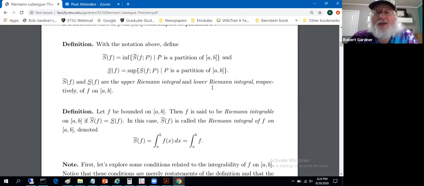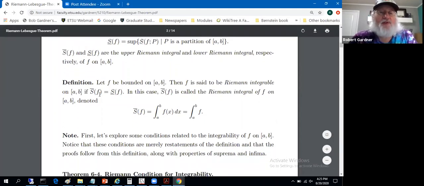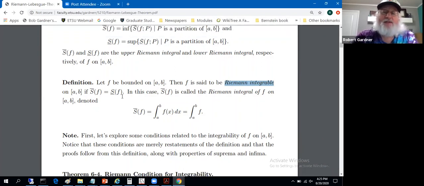You think they're going to be the same, the upper Riemann integral and the lower Riemann integral? Well, it depends on the function. Hopefully so. If they are, then we're in business as far as Riemann's concerned. So the next definition says, let f be a bounded function on the interval a to b, closed and bounded. Then f is said to be Riemann integrable on that interval if the upper Riemann integral and the lower Riemann integral are the same.